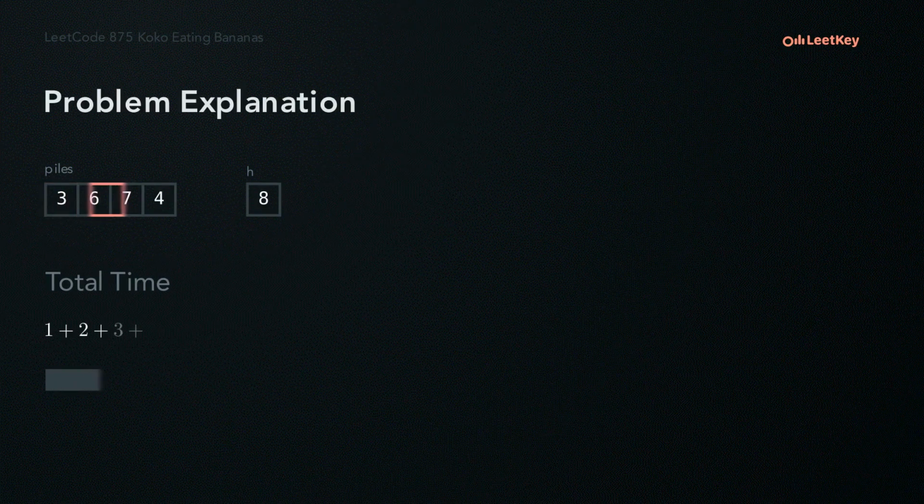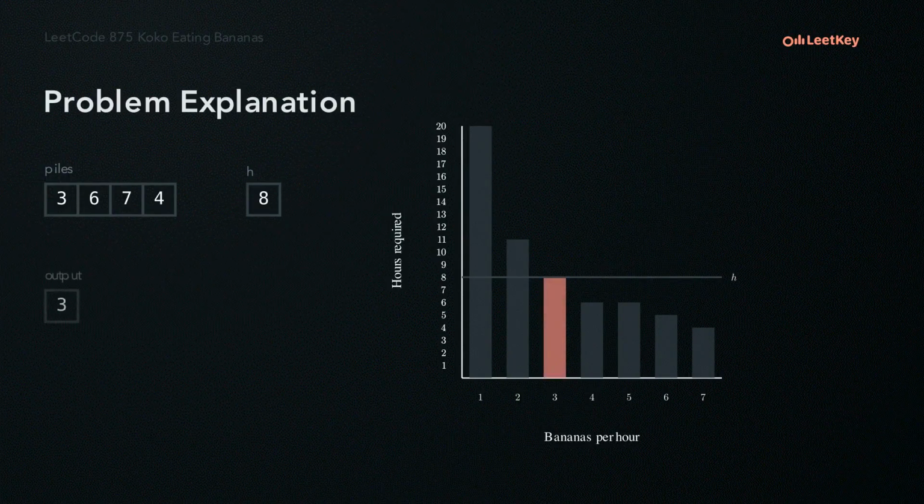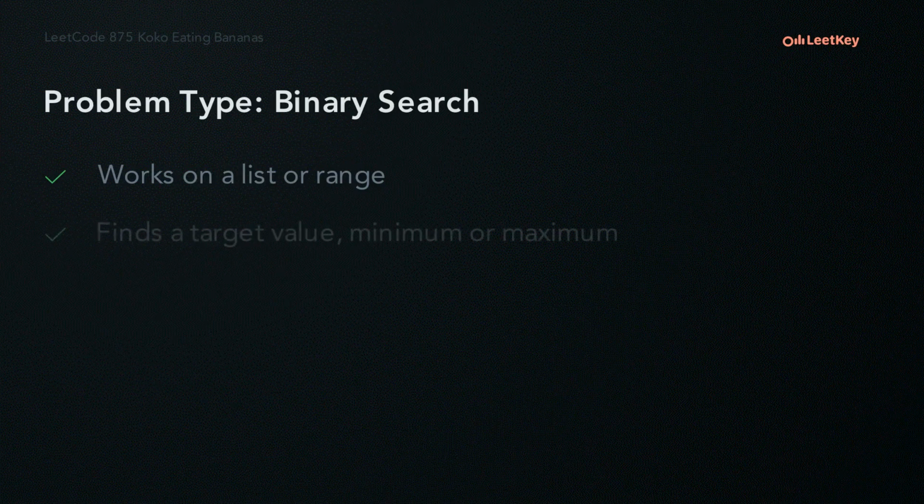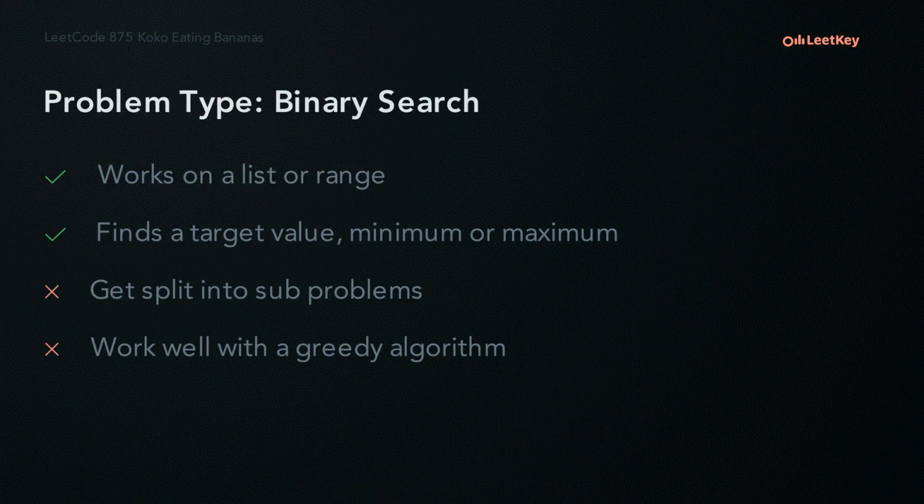Eating each pile in this way, eating at her pace and resting in between, takes some amount of time. This is an optimization problem where we want to find a minimum value that produces an output within some target range. This is a binary search problem. We can guess this because it works on a list or a range. It finds a target value, minimum or maximum. It does not get split into subproblems, and it does not work well with a greedy algorithm.